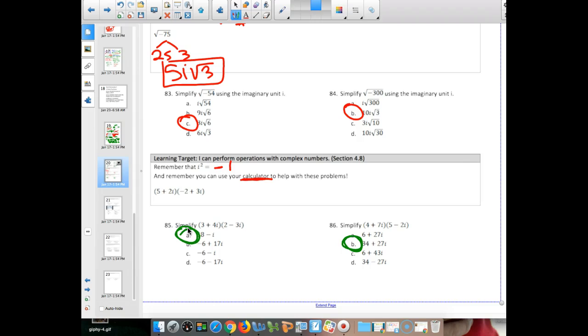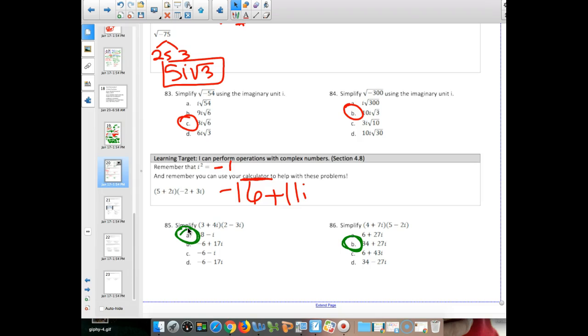Okay. All right. I'm flipping the page. The answer for this, it was on my calculator. You should have gotten -16 plus 11i. Okay. All right, on to the next page.